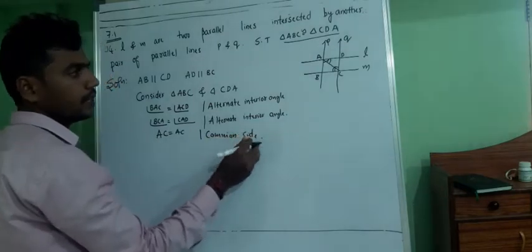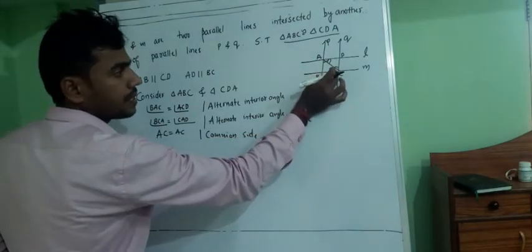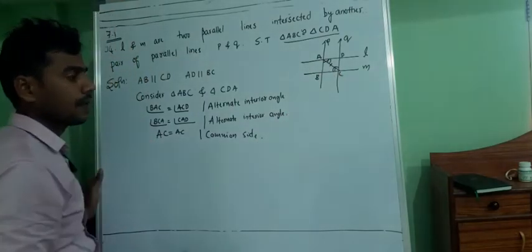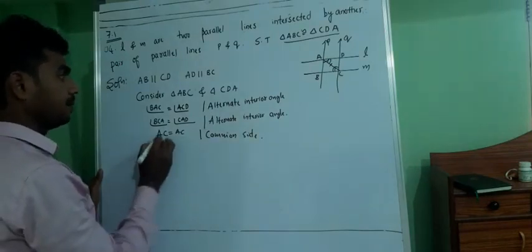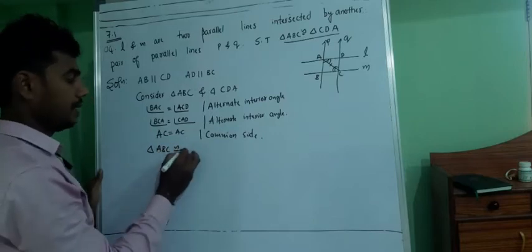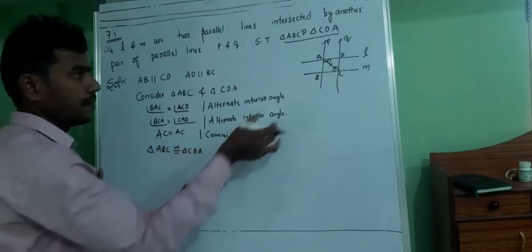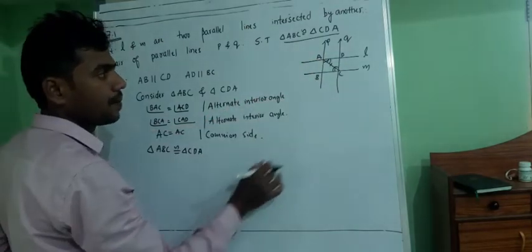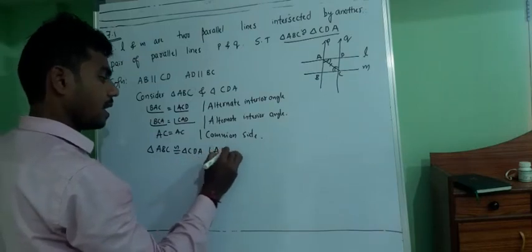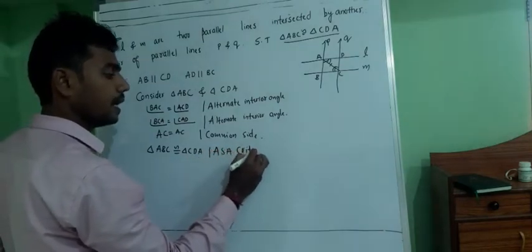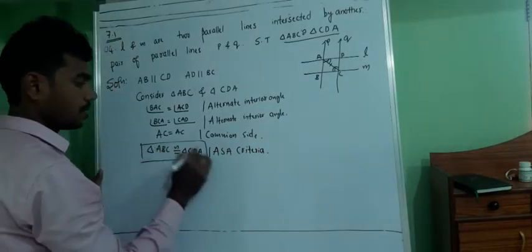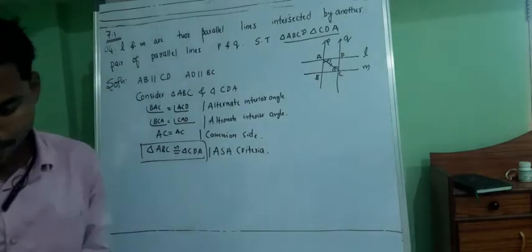So when you look at this, these two angles of this triangle and this side are equal to these two angles and this side. So triangle ABC is congruent to triangle CDA. Two angles and a common side, that is ASA criteria. So this is what was asked us to prove. We proved it. Please note this down.